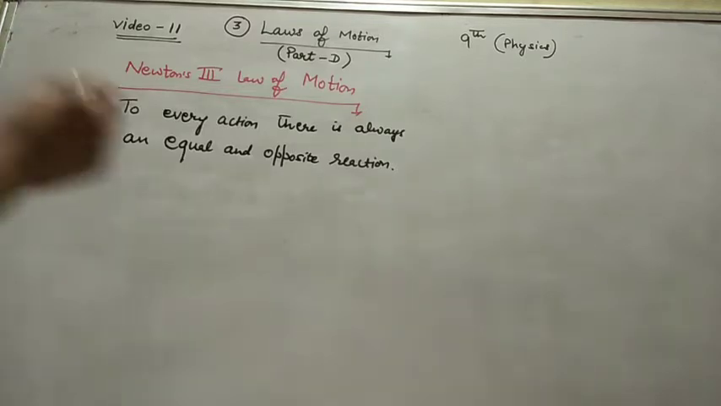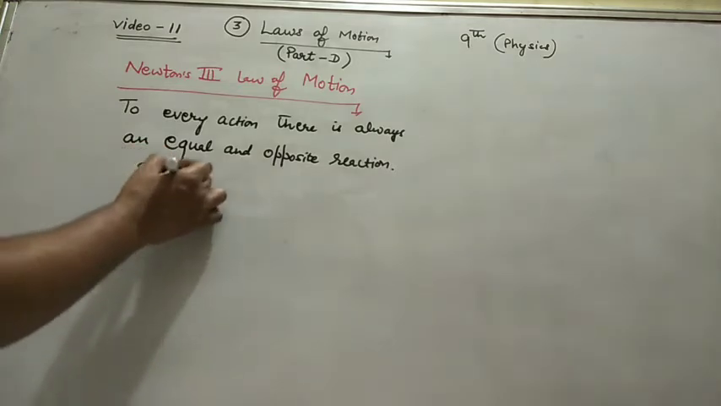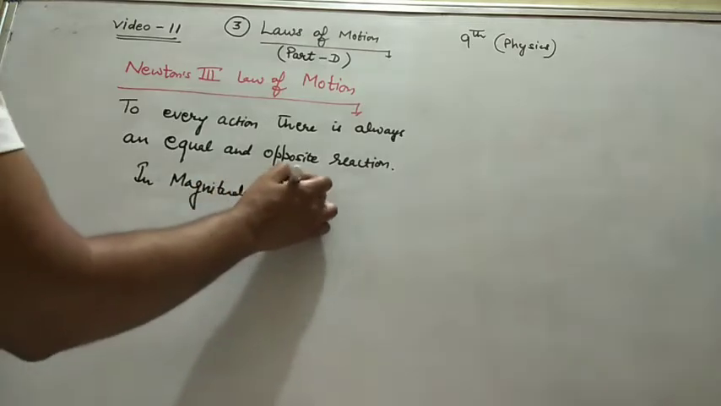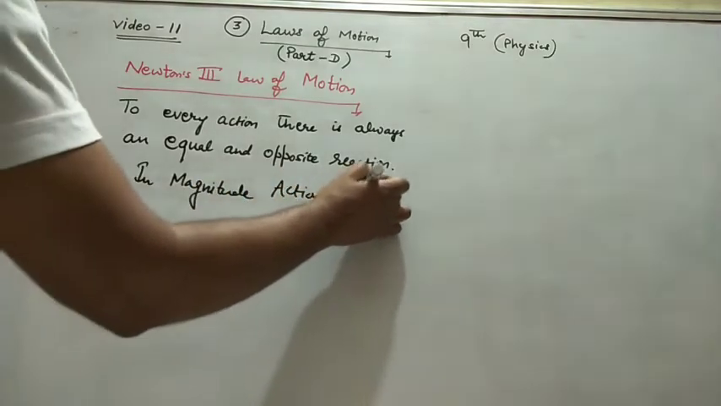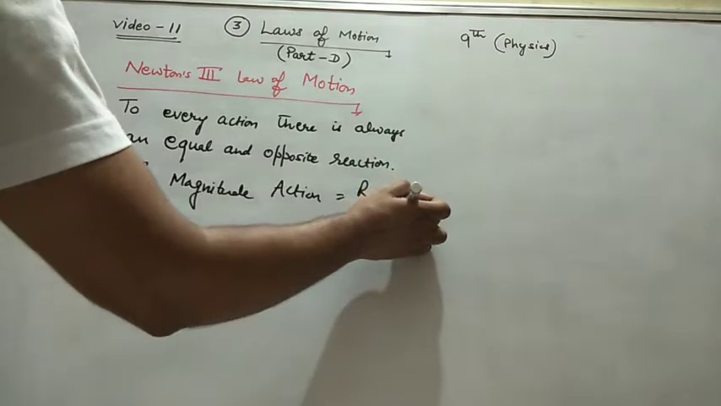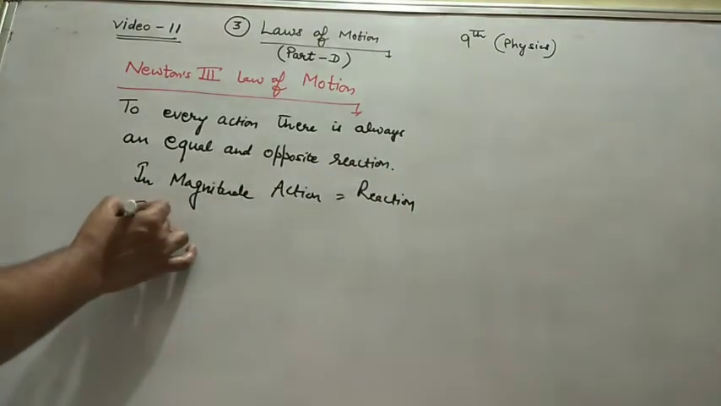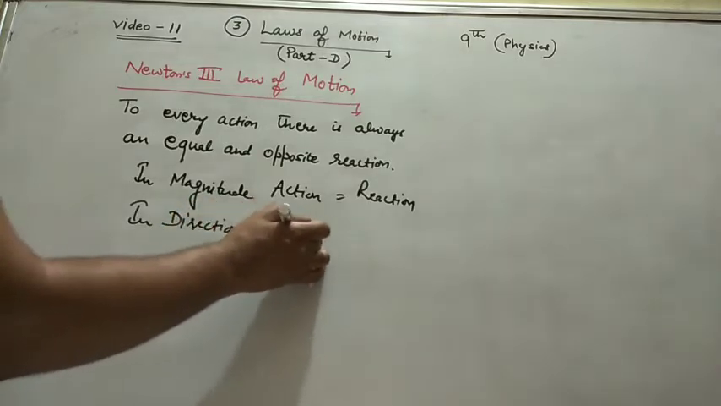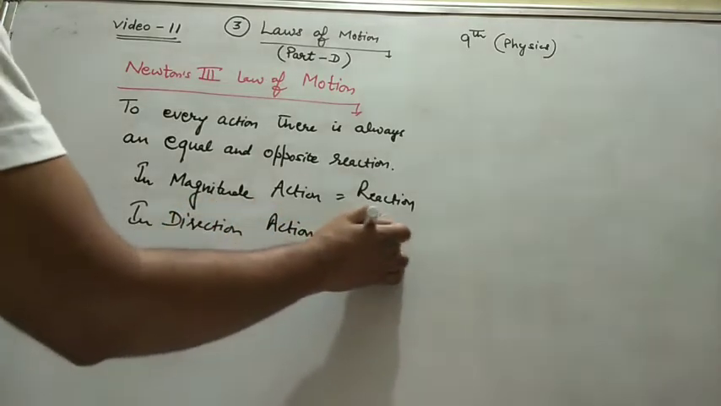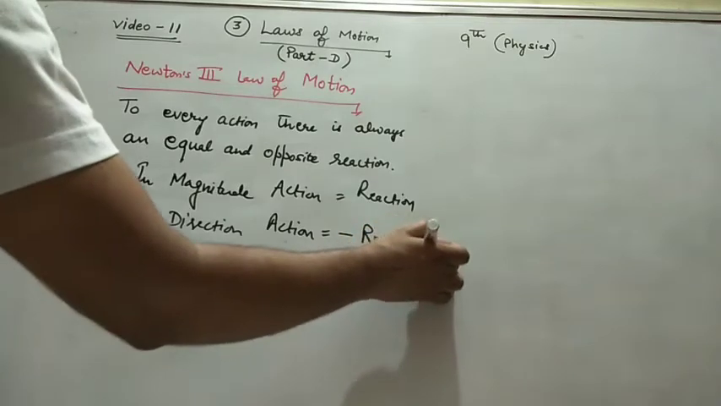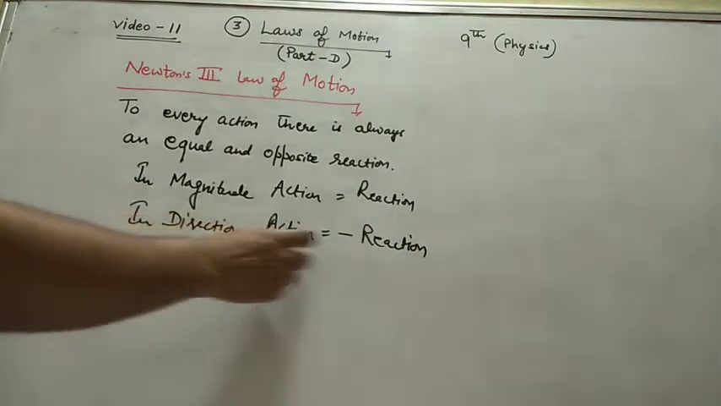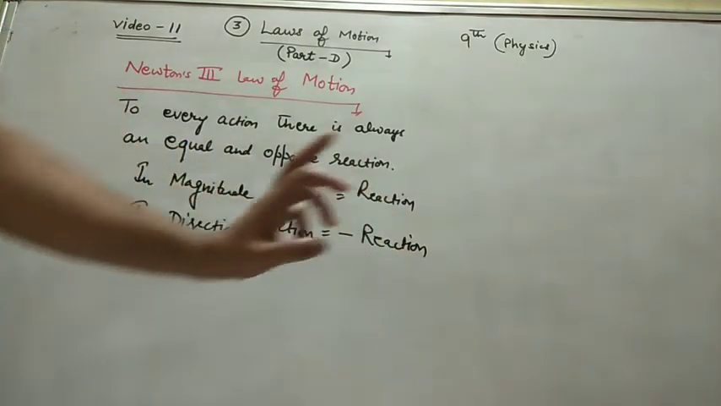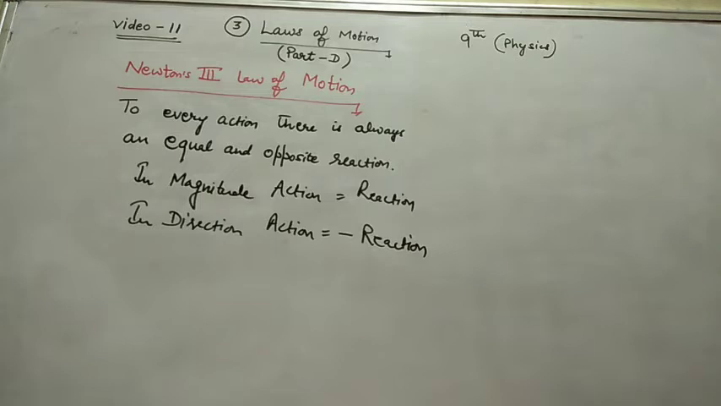So in magnitude, action and reaction both are equal, but in direction, action is the negative of reaction. The direction of action is always opposite to the reaction, or vice versa. The direction of reaction is always opposite to the direction of action.